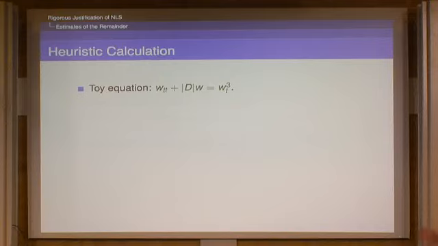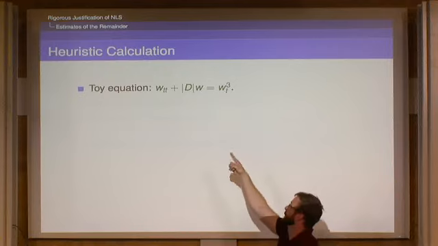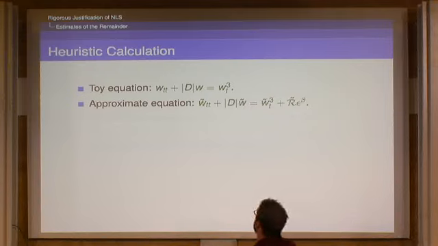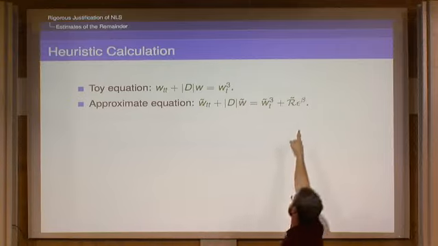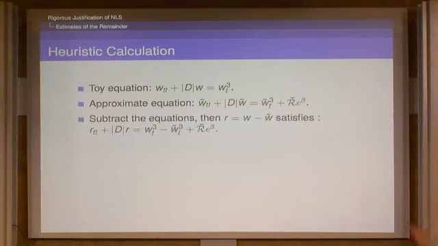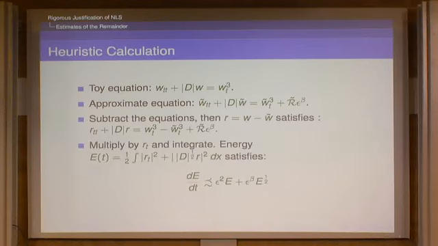So I'm going to jump right to a toy equation instead of writing down the water wave equations. Here we have a cubic nonlinearity, and there's the linearized water wave operator on the left-hand side. The approximate equation, remember, is we found an approximate solution W with a twiddle over it that satisfies the equations up to very, very small remainder terms, and I'm going to leave the size of those terms open and call it beta. So you subtract them, and you get an equation for R, the difference.